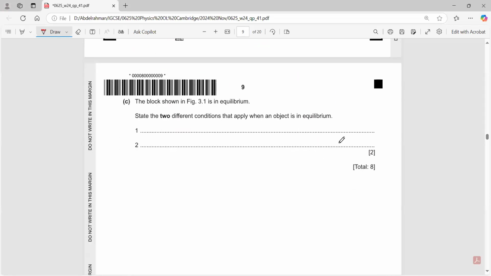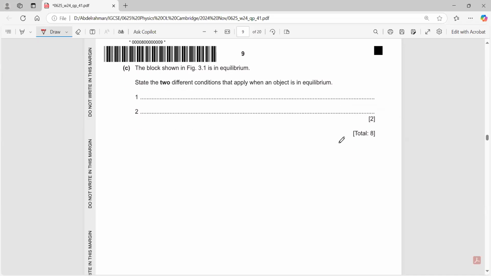State two different conditions that apply when an object is in equilibrium. What are the conditions that need to be satisfied? No resultant force and no resultant moment. Zero resultant force and zero resultant moment. Okay.